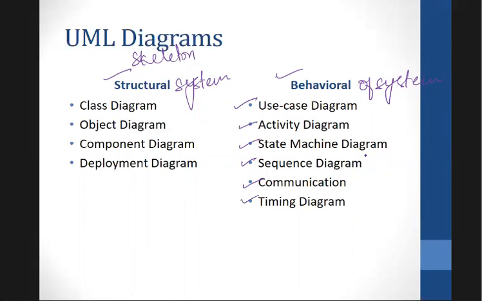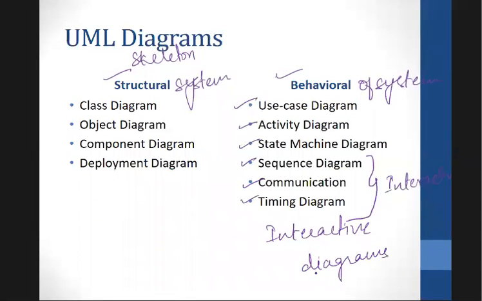The sequence diagram, communication diagram, and timing diagram, these 3 are called interactive diagrams. Coming to the structural part, these structural diagrams include class diagrams, object diagrams, component and deployment diagrams.